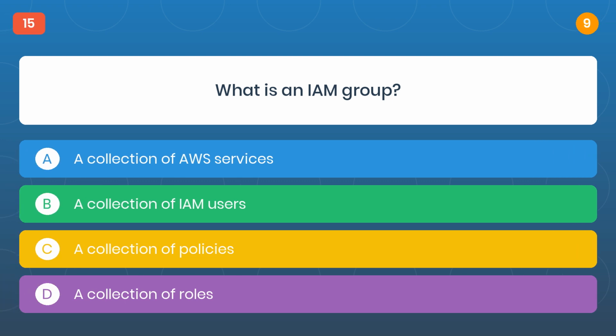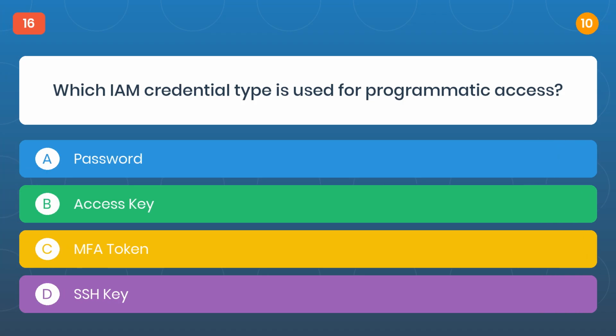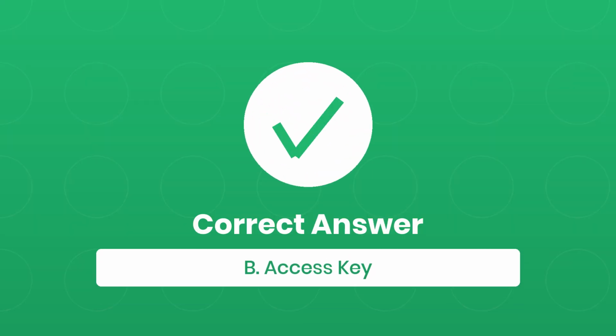Question 15. What is an IAM group? The correct answer is B, a collection of IAM users. Question 16. Which IAM credential type is used for programmatic access? The correct answer is B, access key.